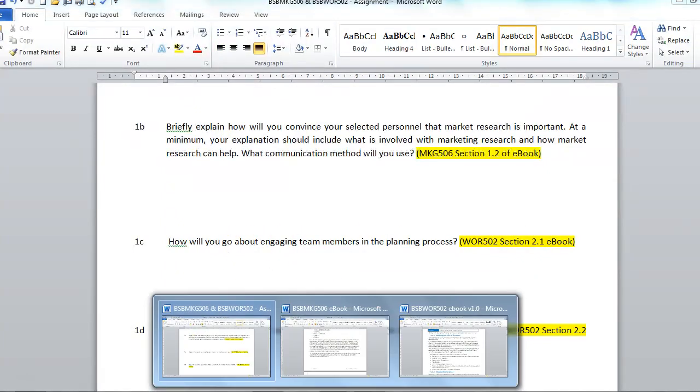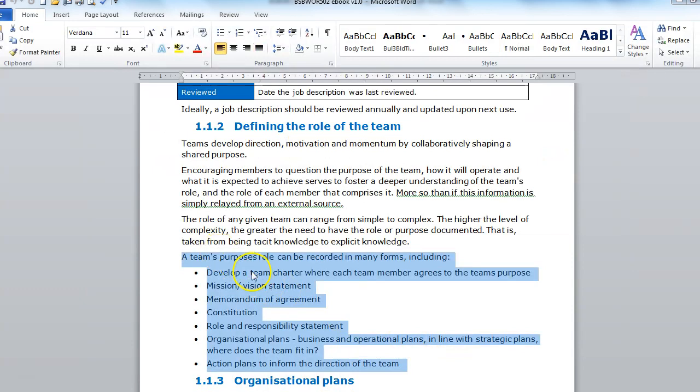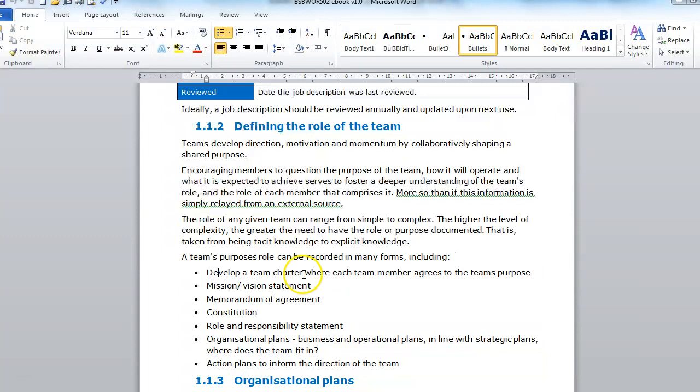How you go engaging in the planning process. Okay. So I would say that we want to make sure that they know the purpose and their role. So maybe develop a team charter so they agree to the team purpose. Get them involved with what the mission and the vision is. Have a role and responsibility. Give them access to the organizational plans and show them how this project fits in with that as well. And then also some action plans to inform the direction of the team.